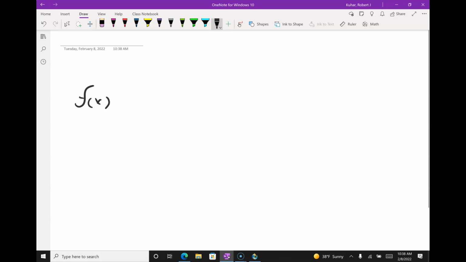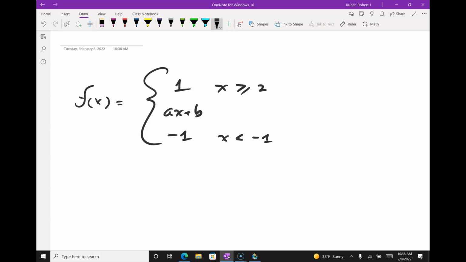Here's my function. f of x is equal to, give me a second. It's 1 if x is greater than or equal to 2. It's negative 1 if x is less than negative 1. And it's ax plus b between negative 1 and 2. So I want this graph to be continuous. I don't want to walk along it with no holes, right? What to do?